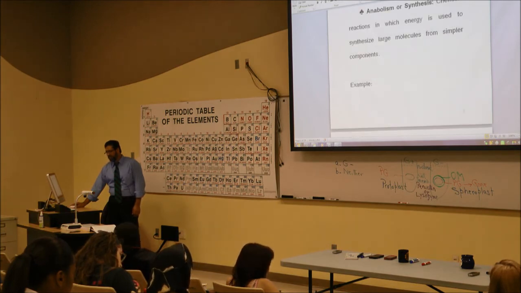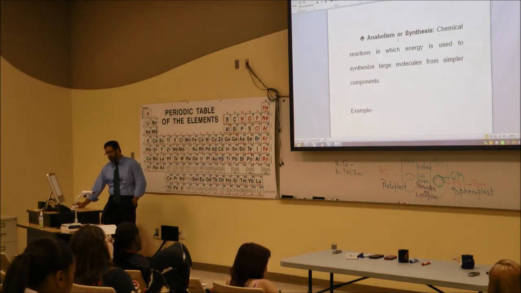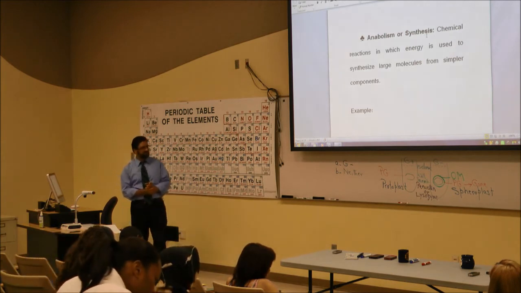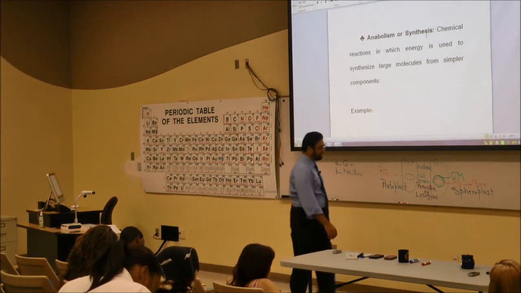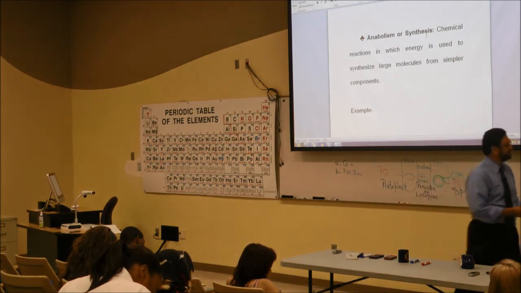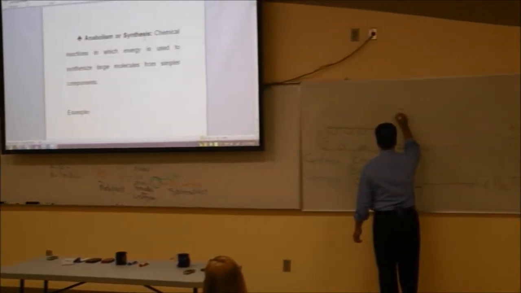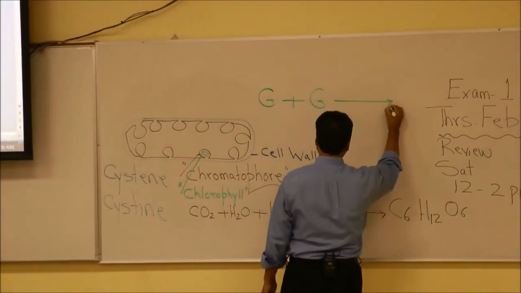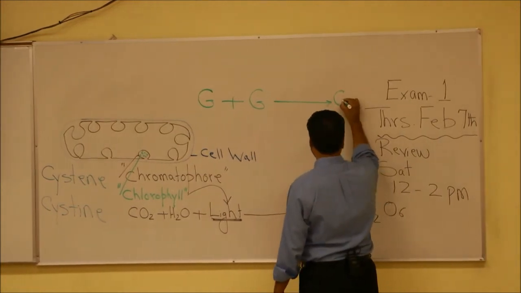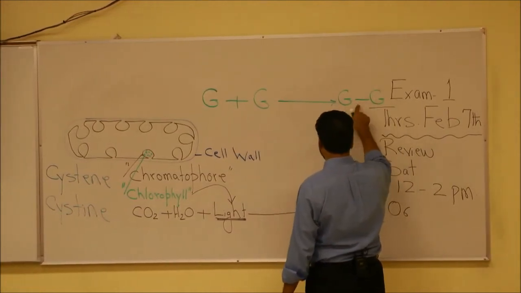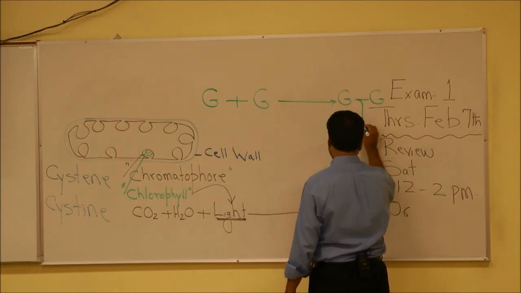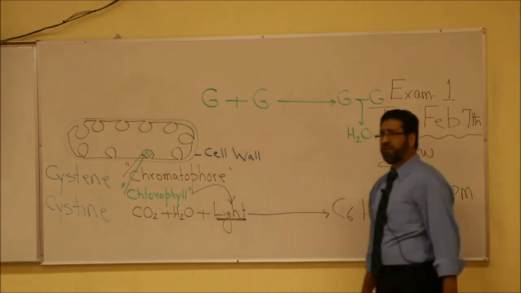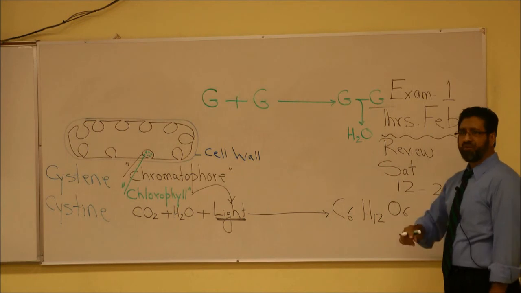On exam 2, you do have a question on this terminology, anabolic or synthetic processes and catabolic. An anabolic process is a process in which you take smaller molecules and you build large molecules. You have glucose, you add another glucose. What do you have? Maltose. Now, whenever you create a new bond, you lose one water molecule. Water. And that's called dehydration synthesis.